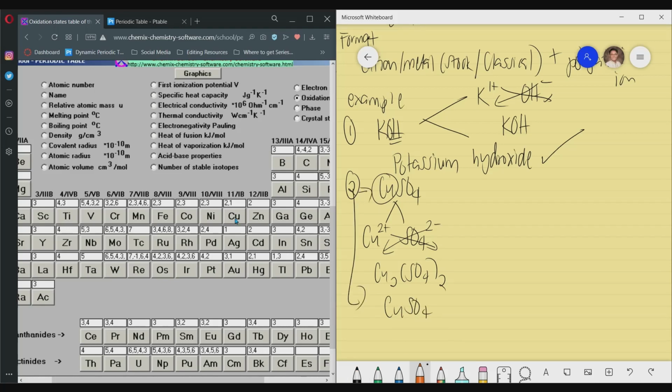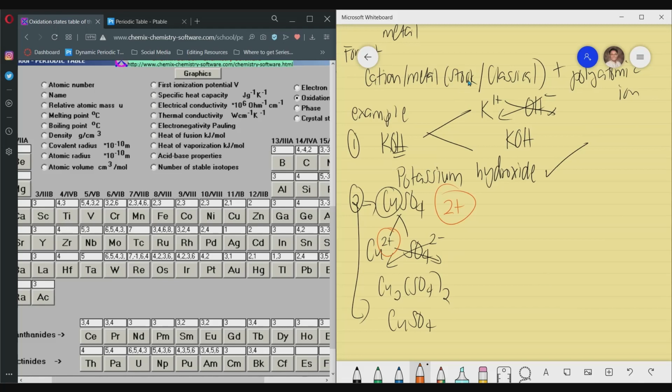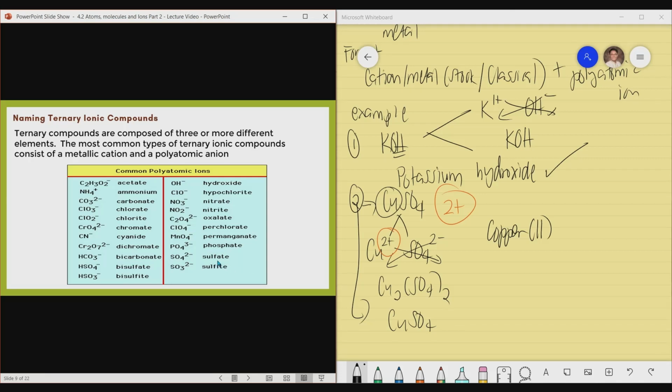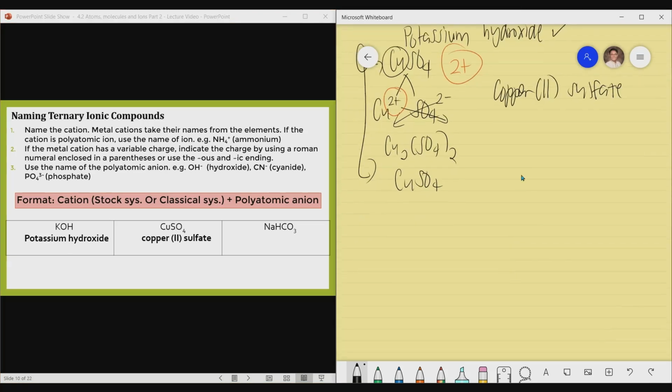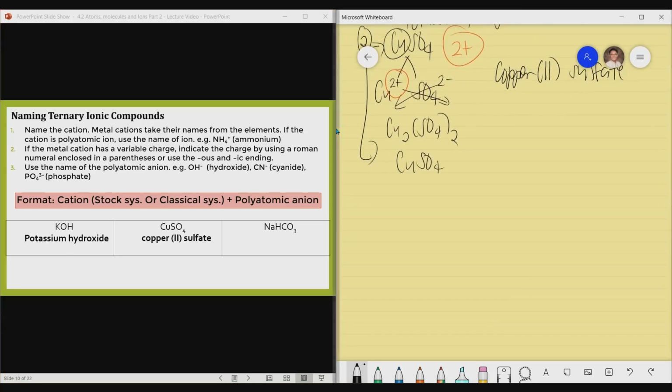So ang ginamit pong charge kay Cu ay 2+. At dahil variable charge si copper, gagamit ako ng stock or classical. Pero para mas madali, stock ang gagamitin ko. So the name of this one is copper 2. Polyatomic ion, ang pangalan ng SO4 ay sulfate. So, copper 2 sulfate. Let me check if tama ako. Copper 2 sulfate. Okay? Sige, another example. So, we have here number 3.